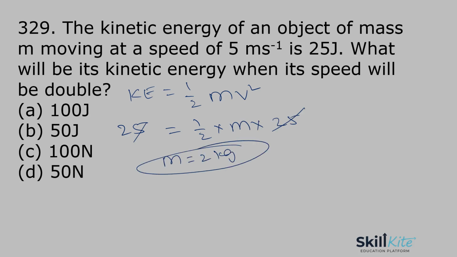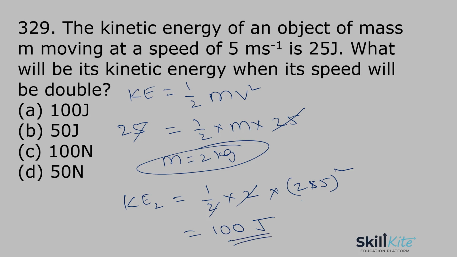Okay, so by using this we will find the second relation. అదేంటంటే స్పీడ్ డబుల్ అయినప్పుడు అన్నారు. సో కైనటిక్ ఎనర్జీ ఆఫ్ ది సెకండ్ రిలేషన్ half into mass 2 కదా, ఇంటూ v స్క్వేర్, v ఎక్కడంతా డబుల్ ద v1. సో 2 times the 5, హోల్ స్క్వేర్ అంటే 10 స్క్వేర్ అంటే 100. Okay, 100 joules is the right answer. Okay, option A.